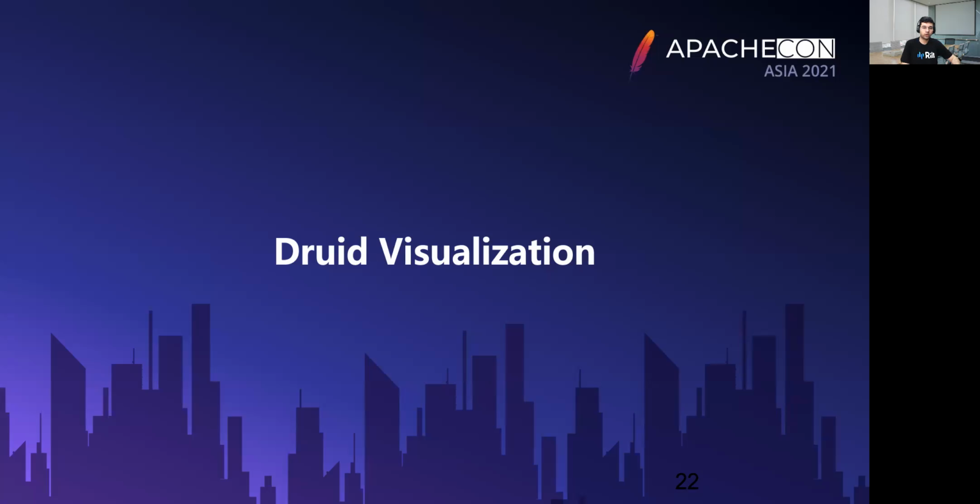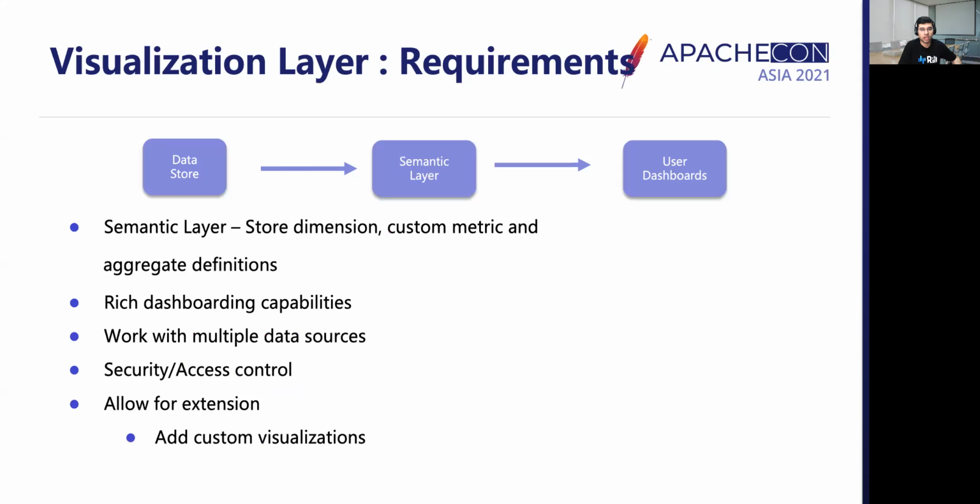Now, let's talk about our final layer, which is data visualization. Here are some of the key requirements of a data visualization. On top of a data store, we need to create dashboards. The visualization layer can be broken down into two pieces, a semantic layer and a dashboarding layer. The semantic layer allows us to define additional custom dimensions, metrics, and their associated business logic. The dashboarding layer needs to support rich interactive visualizations.